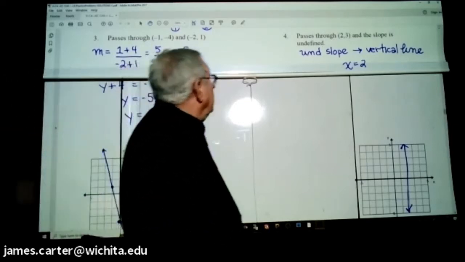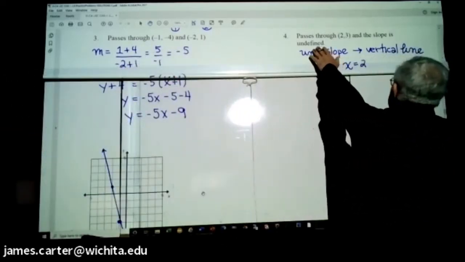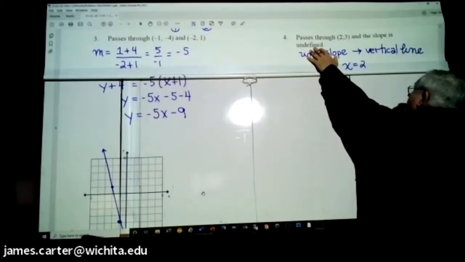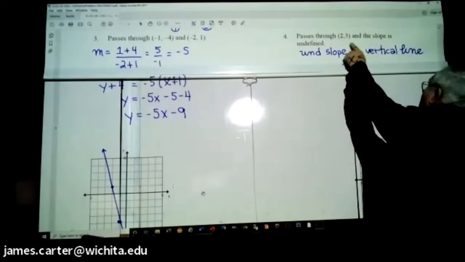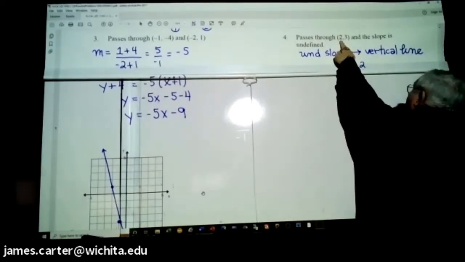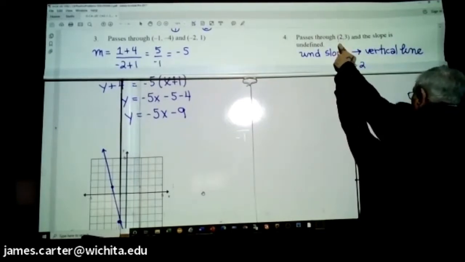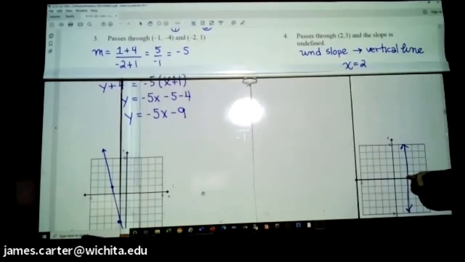Okay, on this one, they are telling you the slope is undefined. So what they're telling you is that this is a vertical line, and the x value will always be 2. So it's this vertical line. That point is right here, and yes, it is on that line.